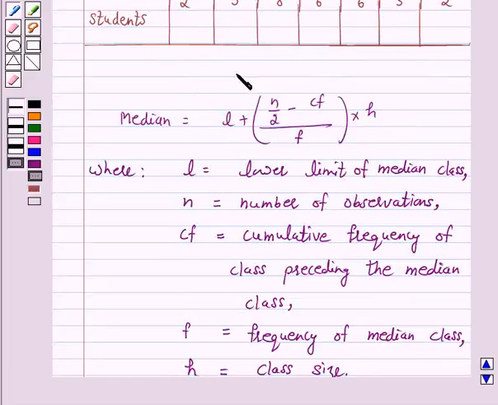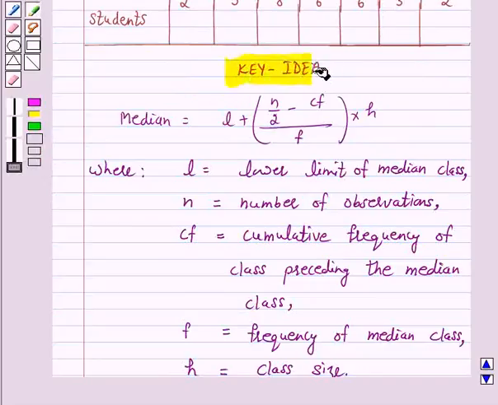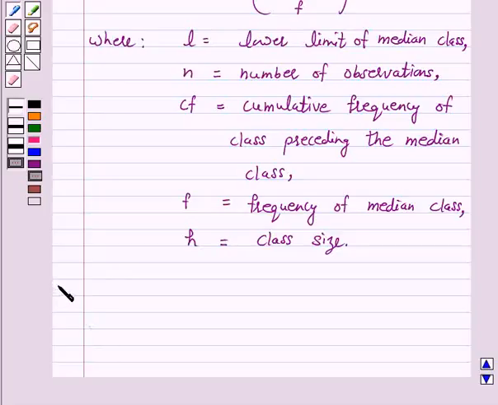So this is the key idea behind our question. We will take the help of this key idea to solve the above question. So let's start the solution. Now we are given the weight in kg of students and the number of students.